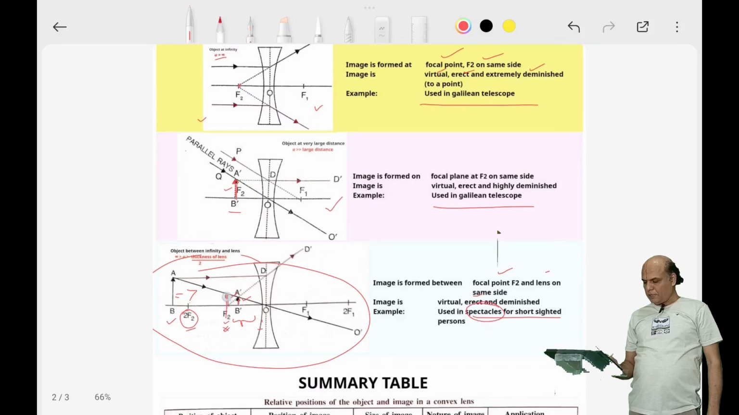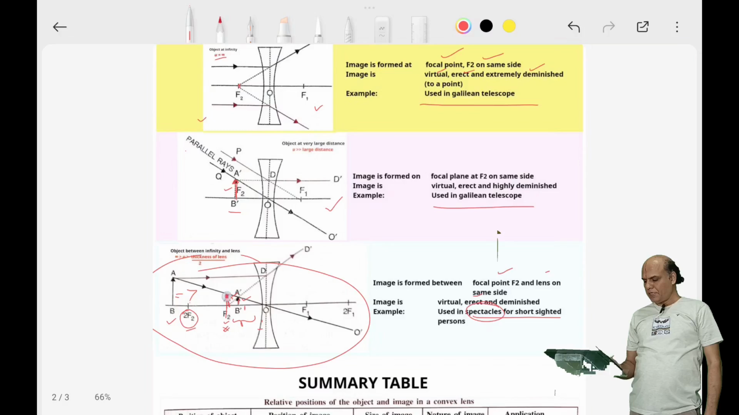But when the object is placed at the focal point, the image is formed exactly at the midpoint of the focal length. That you should remember. So whenever the object is placed beyond 2F2 or beyond F2, the nature, position and characteristics of the image formed would be the same. Even when it is placed at the focal point, the characteristics of the image remain the same and the position of the image also remains the same, that is between the focal point and lens.